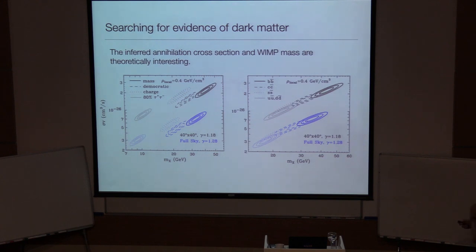Okay, so just wrapping up, I'm almost done. So basically, if you project this into the theory space, on the y-axis you have the annihilation cross section, and on the x-axis you have the WIMP mass. These detections imply a certain contour on this plot, and just look at this number, 10 to negative 26. Roughly, actually, 2 times 10 to negative 26, especially if you look at this contour.